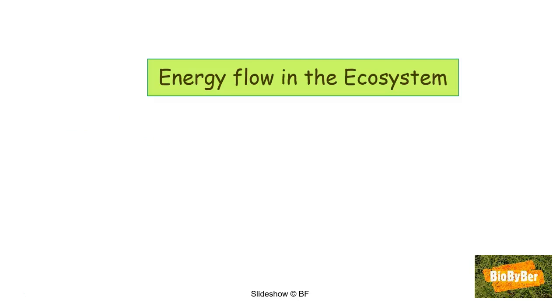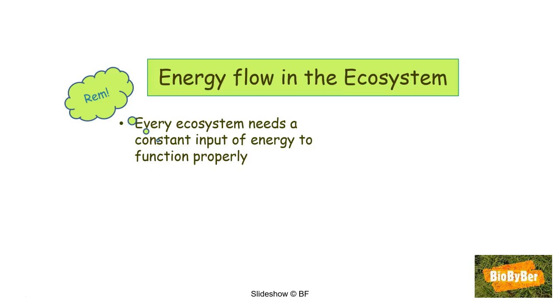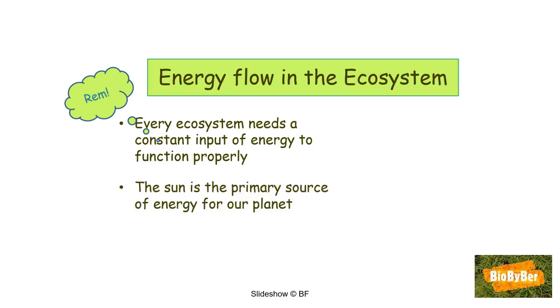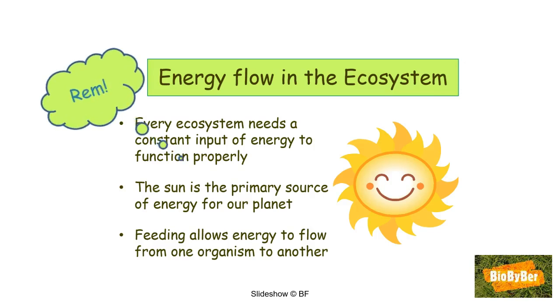Again, we can see an overlap in the section on ecology, where we met the idea that energy flows in the ecosystem. Do you recall we said that every ecosystem needs a constant input of energy to function properly? This input of energy comes from the sun. We will not run out of it, at least in our lifetimes anyway. And remember, we said that matter was recycled, but that we needed a constant input of energy from the sun. So the sun is the primary source of energy for our planet. Everything depends on the sun. And feeding allows energy to flow from one organism to another, and we saw that when we studied food chains.